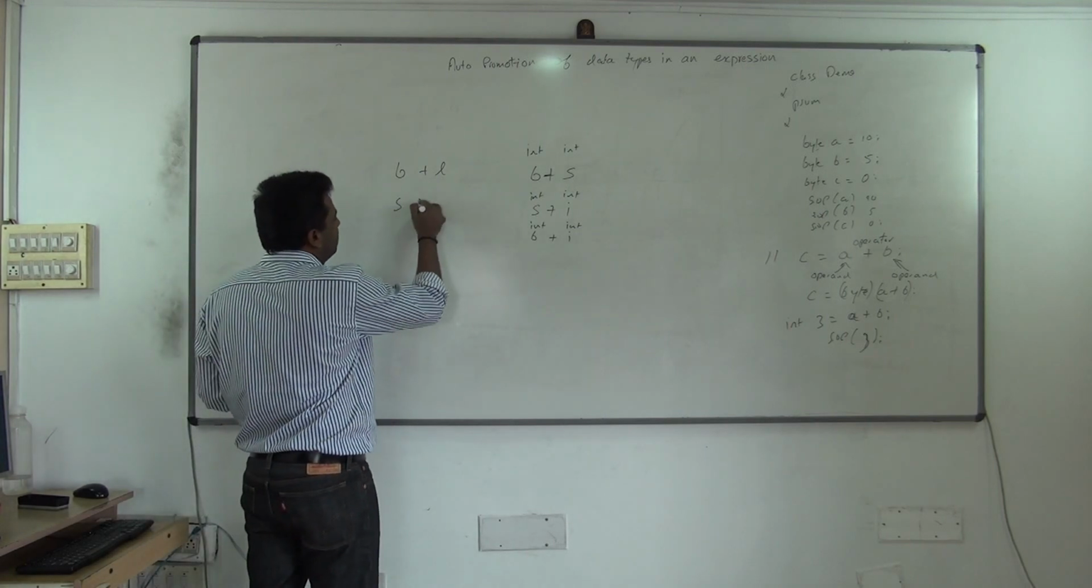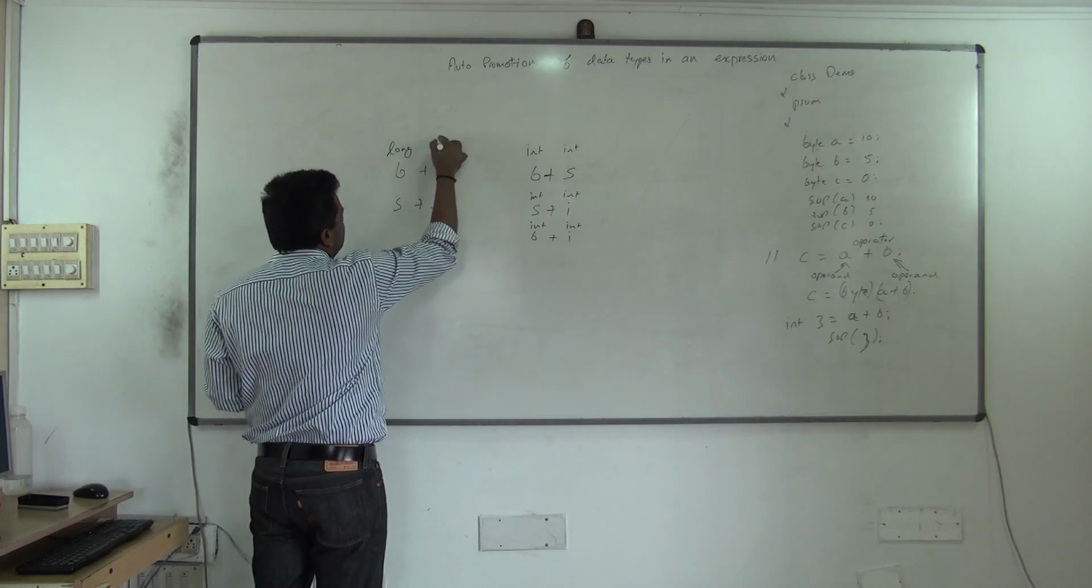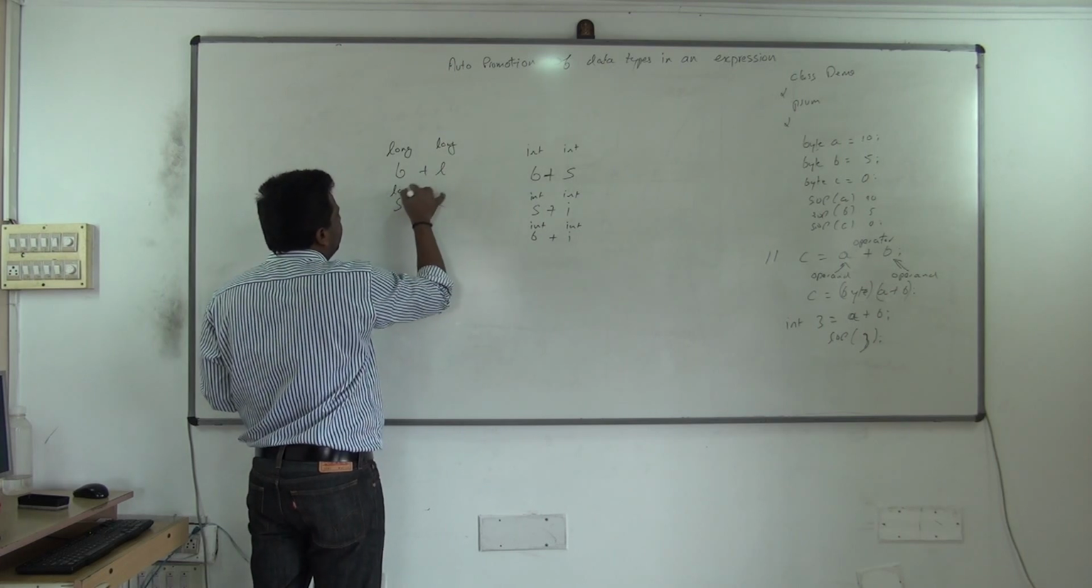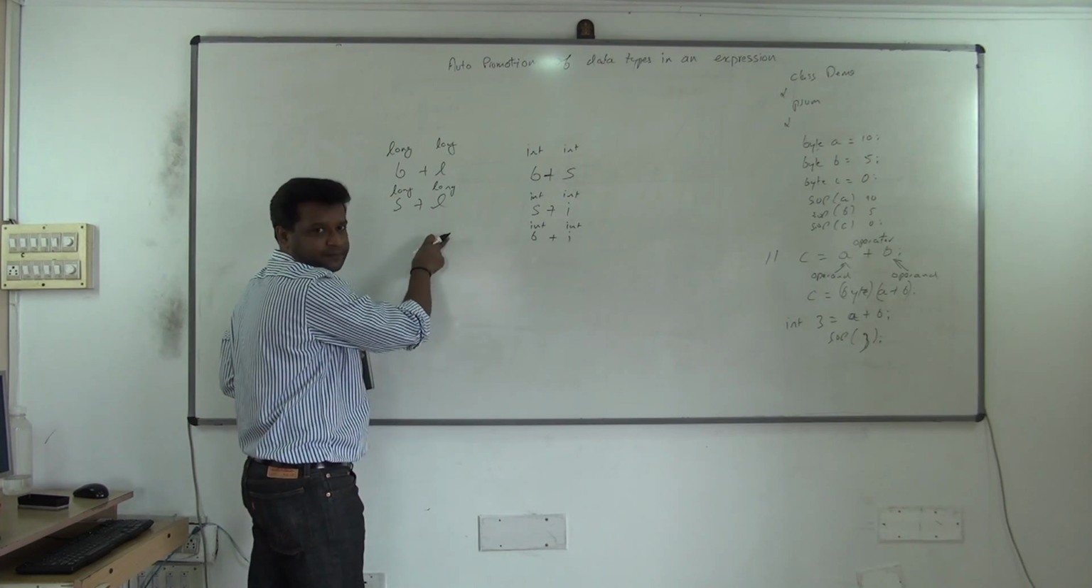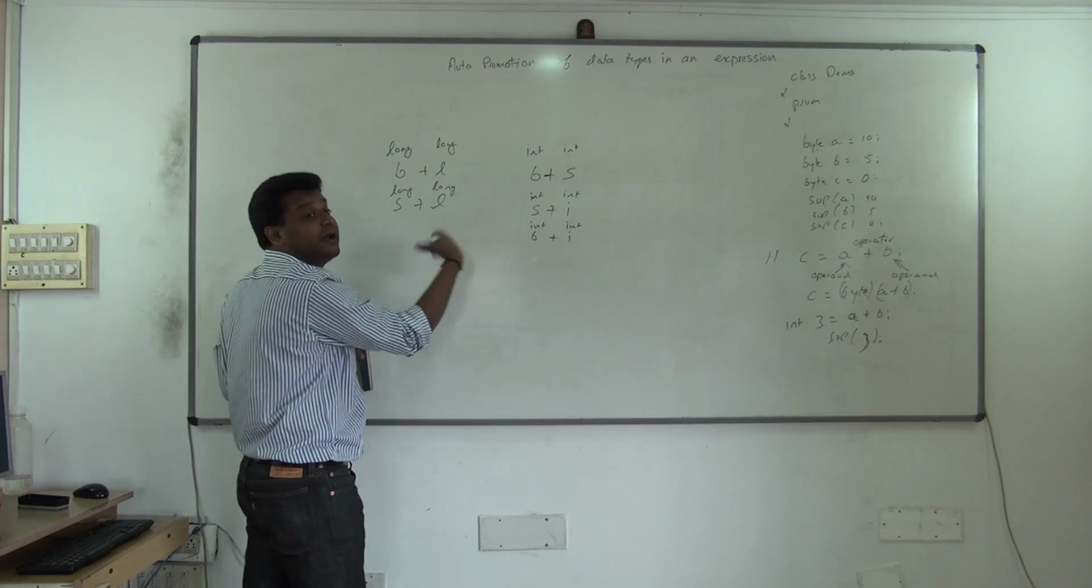So then short plus long. Now both will get converted to long. This as it is it will be. Short will get converted to long. So minimum they get converted to int or to the higher side. Okay, minimum int or to the higher side.